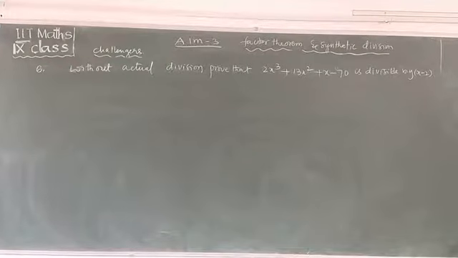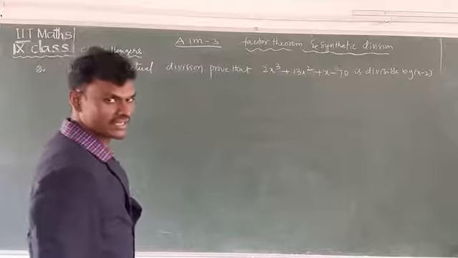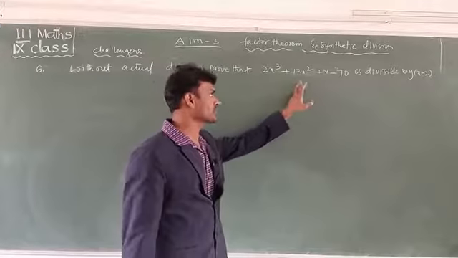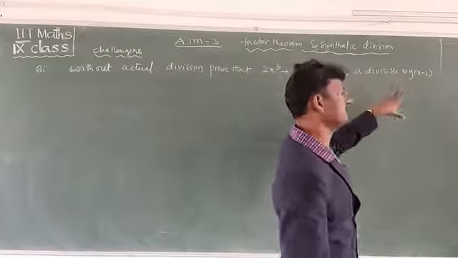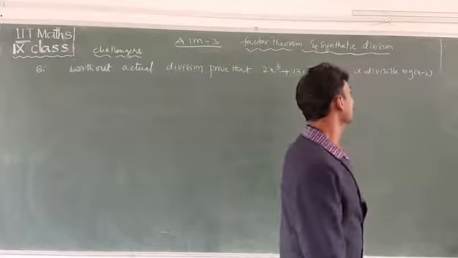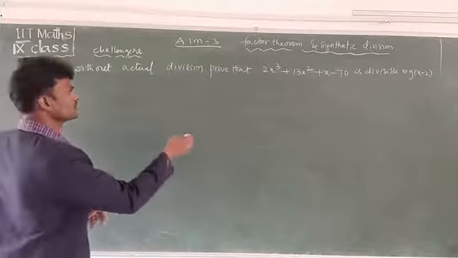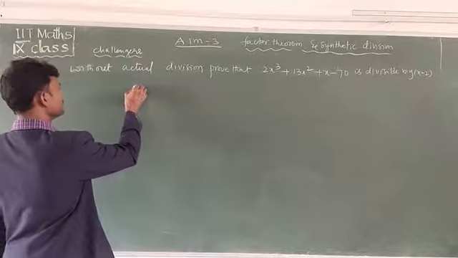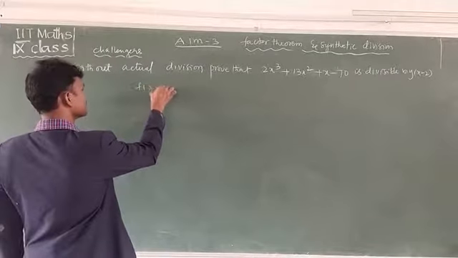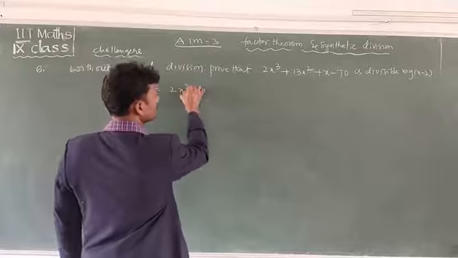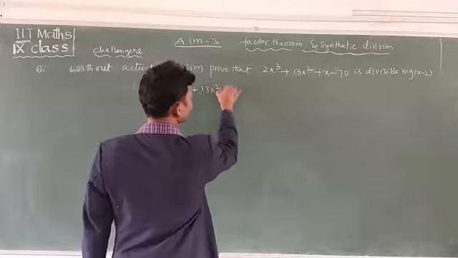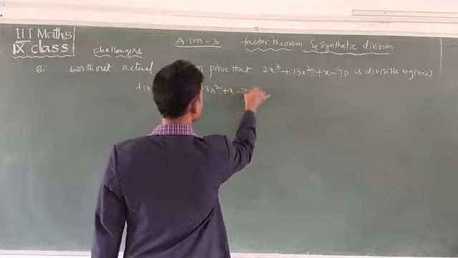Okay, next is one without actual division. Without actual division, prove that 2x cube plus 13x square plus x minus 70 is divisible by x minus 2. That means its remainder is equal to 0. We are also not doing actual division. Here f of x is equal to 2x cube plus 13x square plus x minus 70.